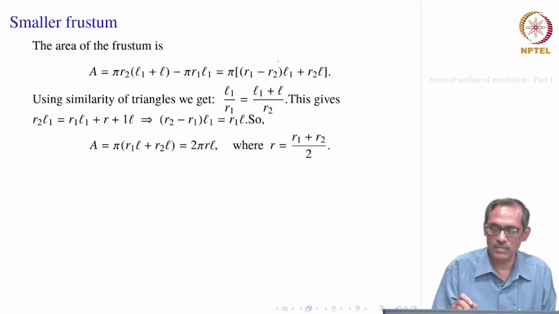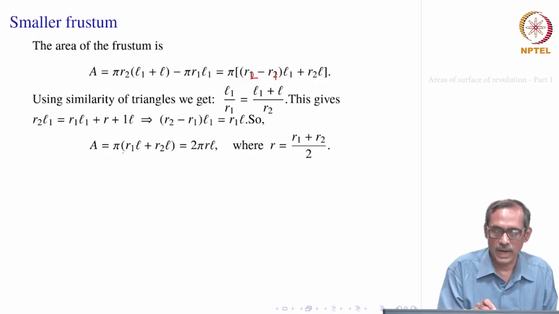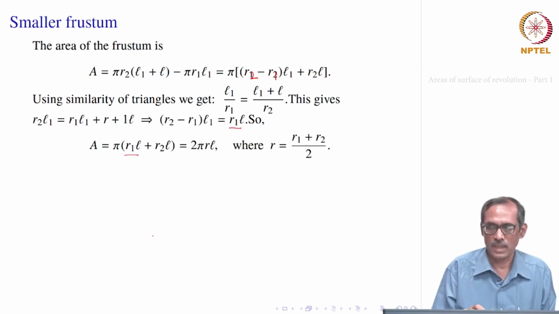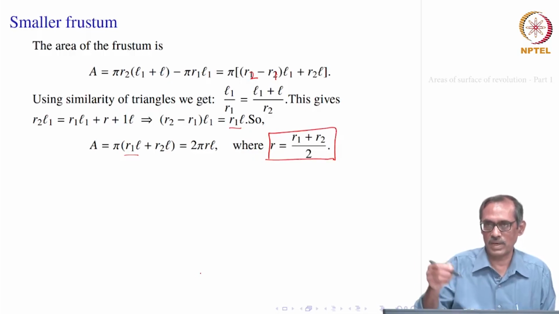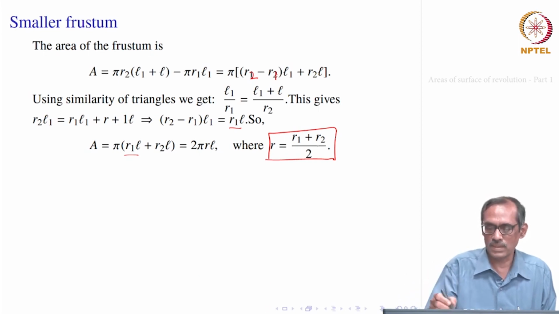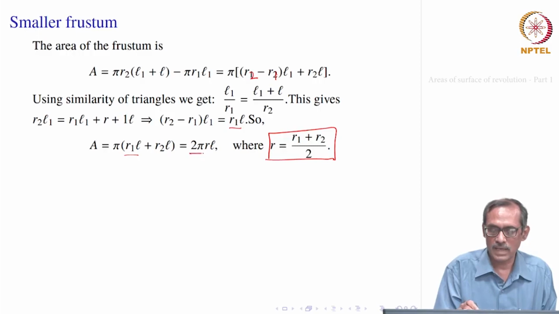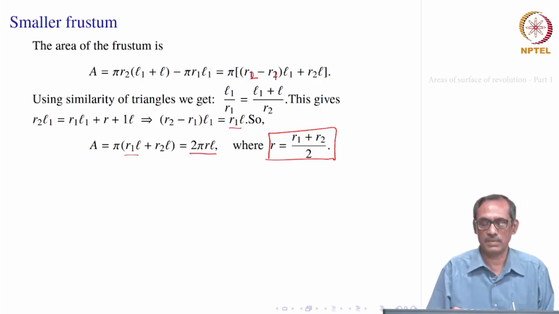So, using that in our formula, the frustum area is pi into (R2 minus R1) L1 plus R2 L, we would get pi times R1 L, since (R2 minus R1) L1 is R1 L. So, pi times R1 L plus R2 L, that gives, so R1 plus R2 divided by 2, let us write it as R. It is the average of those two radii, the top smaller one and the bigger one, R2. So, it is their average, and 2 pi times that average times L. That is how we obtain the area of the frustum.